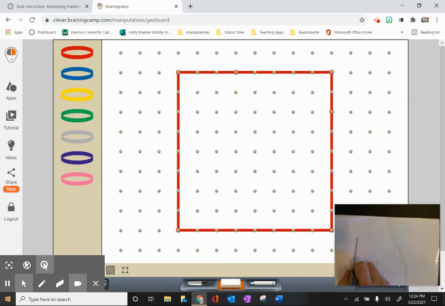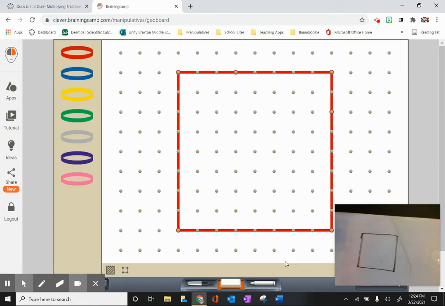I can draw it here. I'll also do it with these rubber bands. They're tough to control, so I wanted to do it two ways. Let's say the question was, we want to know what 1/4 of 3/4 is. What's 1/4 of 3/4?